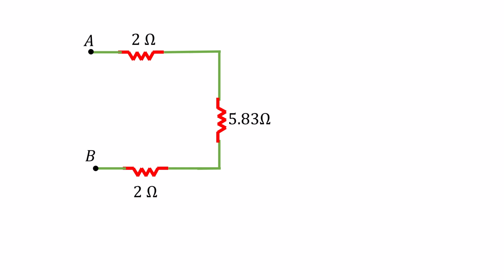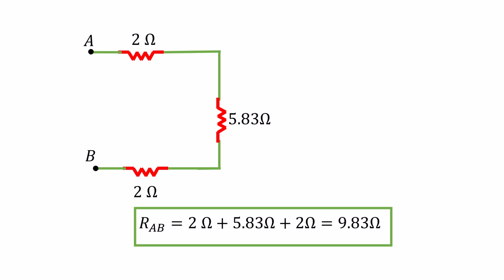Now, these 2 ohm, 5.83 ohm and 2 ohm resistances are in series, and the equivalent resistance is 2 ohm plus 5.83 ohm plus 2 ohm, which is equal to 9.83 ohm.